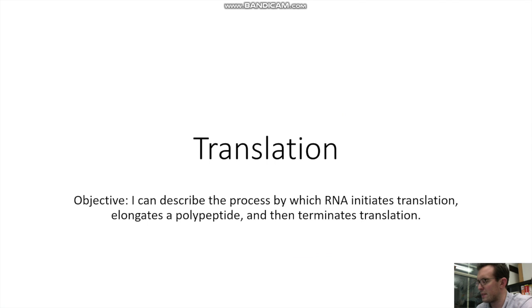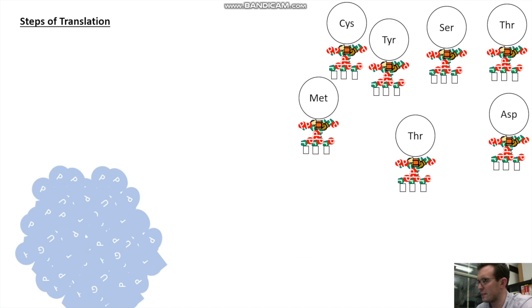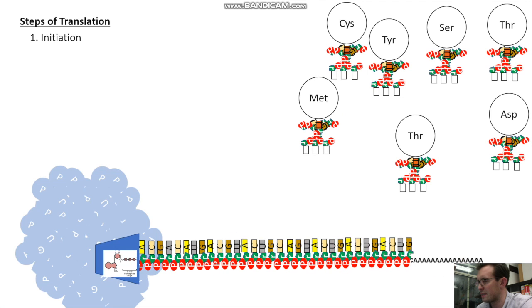Hey BioTeam. So this video covers translation, the process by which a protein gets built. The first step of translation is called initiation, which occurs when a mature mRNA strand, that is an mRNA strand that has been capped, has been tailed, and has had its introns removed, reaches the ribosome. The ribosome is where translation occurs.